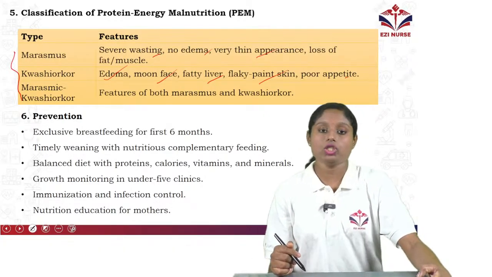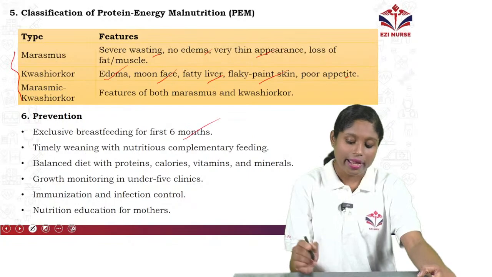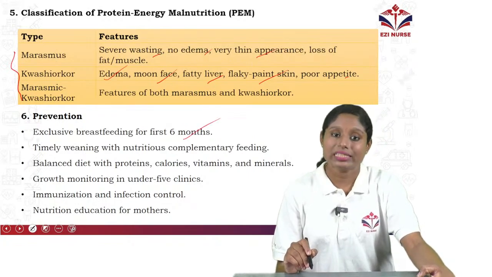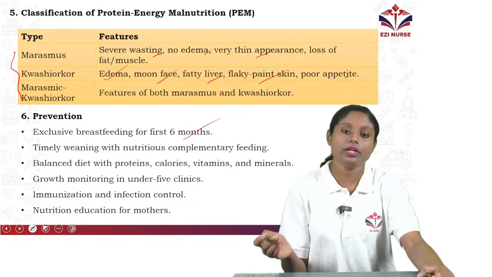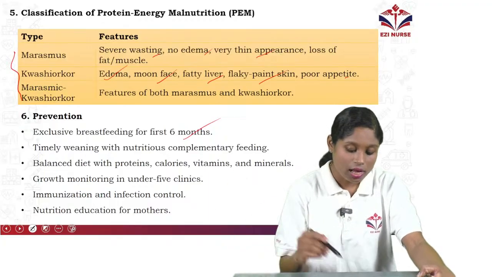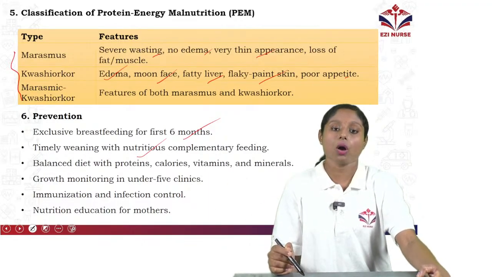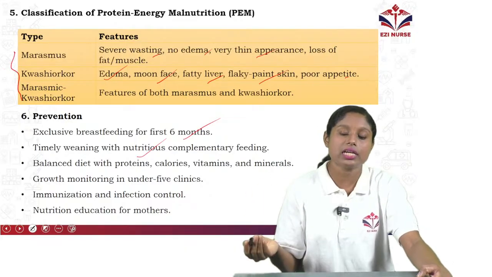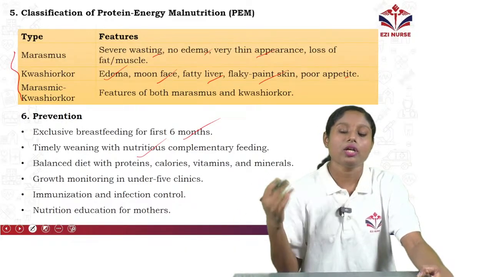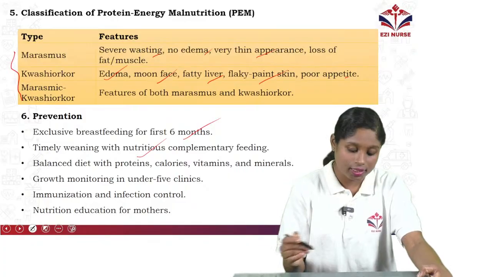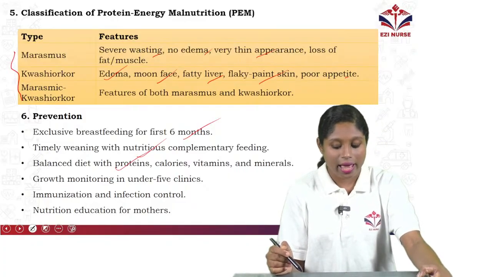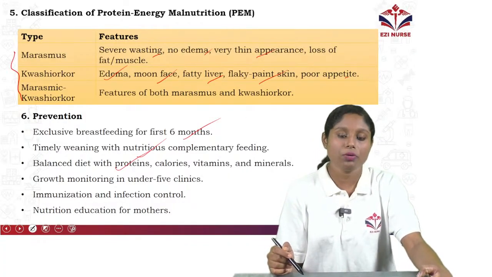Coming to the prevention, how can we do the prevention here? Exclusive breastfeeding for up to 6 months. So continue breastfeeding from 0 to 6 months. Timely weaning with nutritious complementary food. When weaning starts, nutrient-rich food should be started. A balanced diet with proteins, calories, vitamins and minerals should be given.